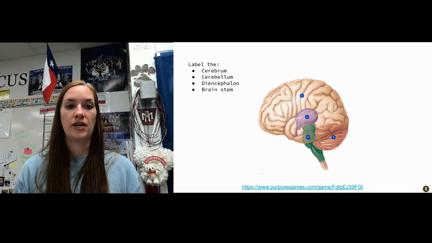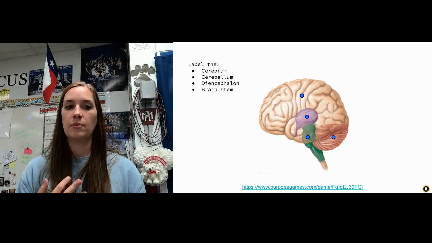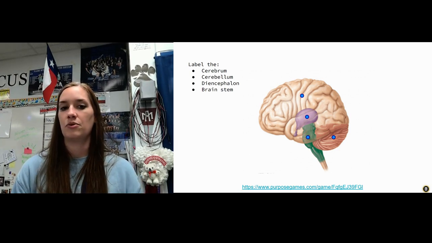So go ahead and pause right here and label the cerebrum, cerebellum, diencephalon, and brainstem based on what we just talked about.